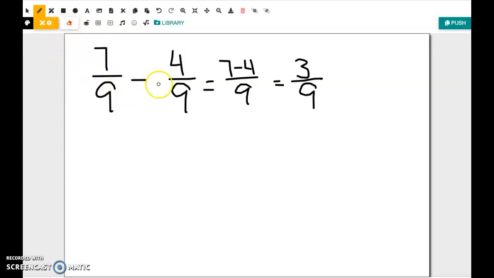All right, friends, we're going to stop there, and I'd like you to try some problems in your Seesaw, and then we'll work through your math journal pages. We will be reviewing this tomorrow when we reconvene.